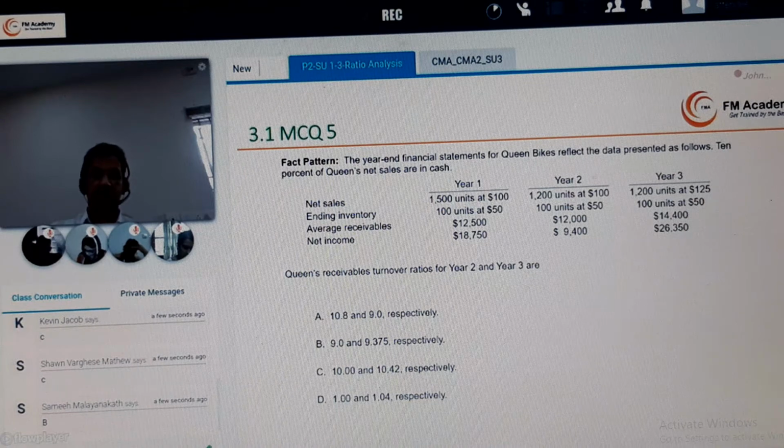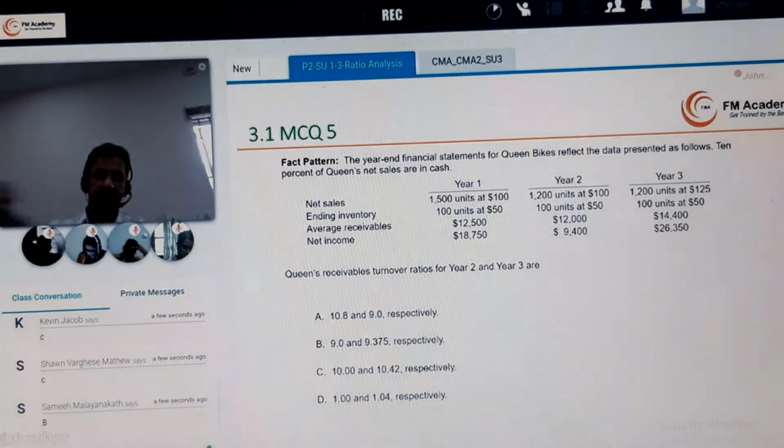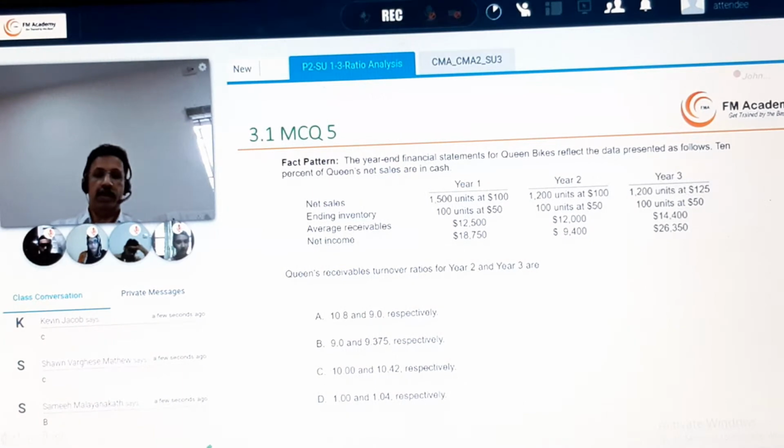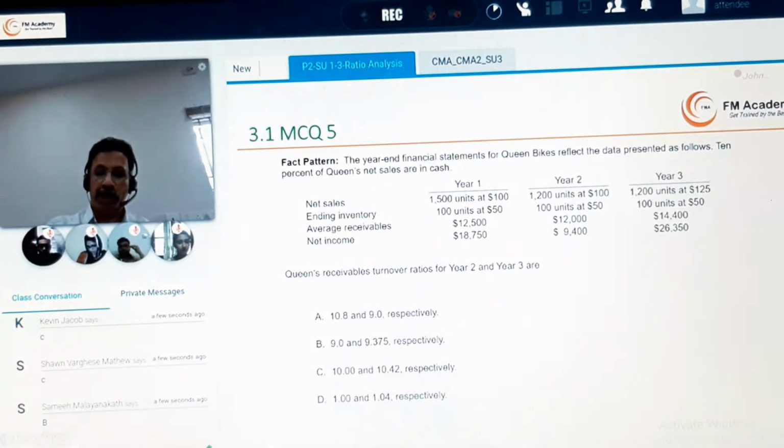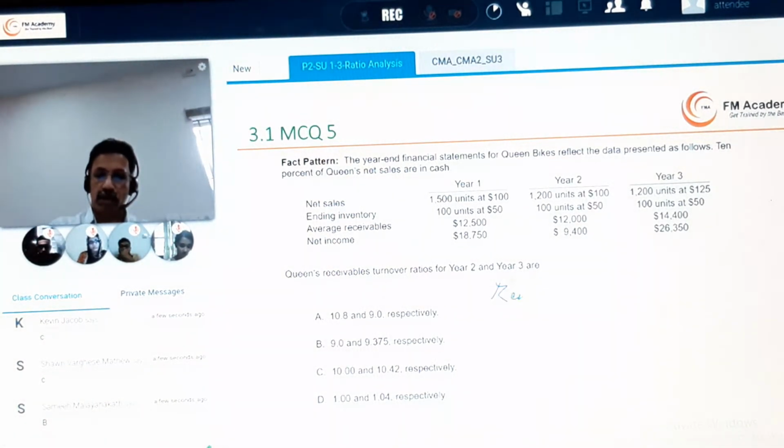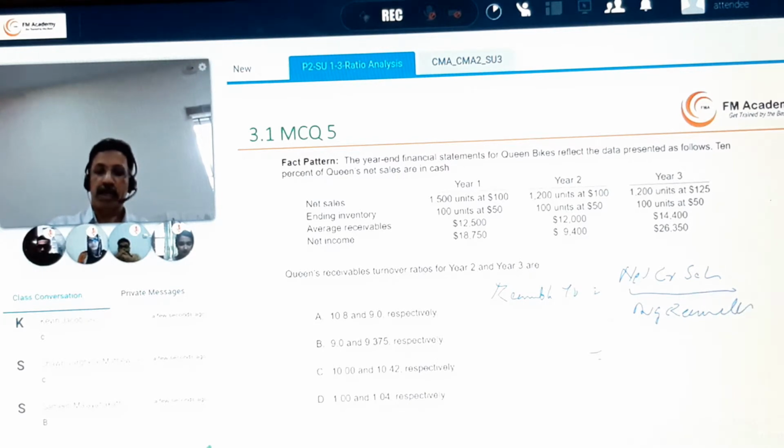Sami got the answer. Others, please stop doing it and then listen to me. Receivable turnover ratio is equal to net credit sales divided by average receivables. This is the formula. Here for year 3, let's do that first.